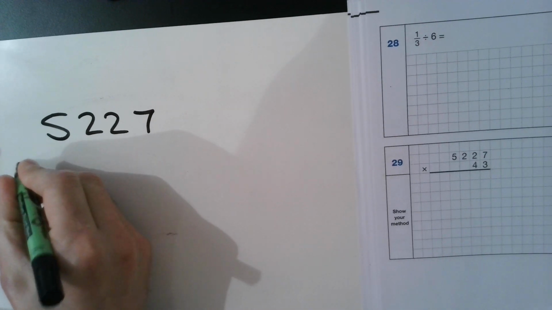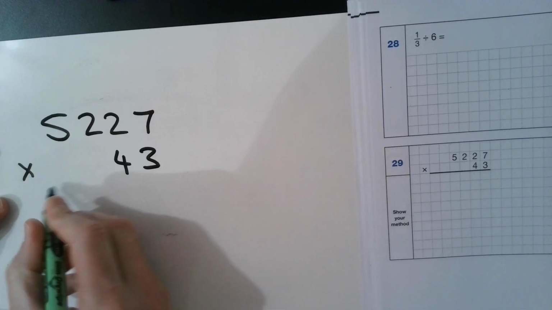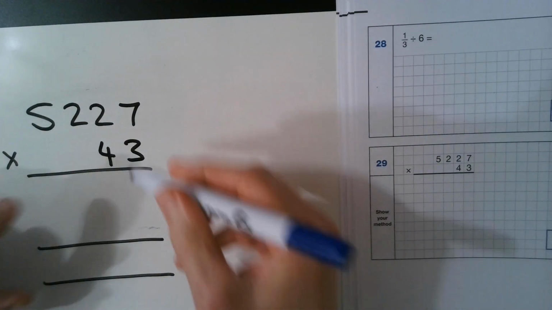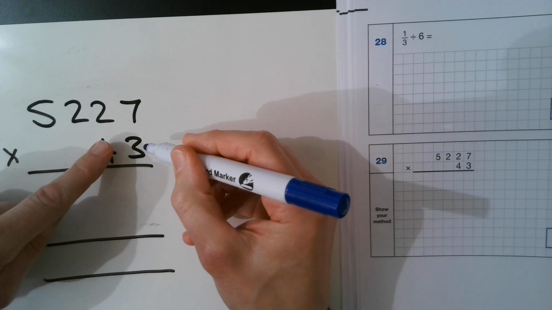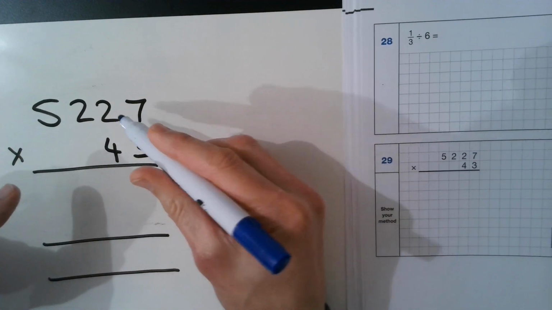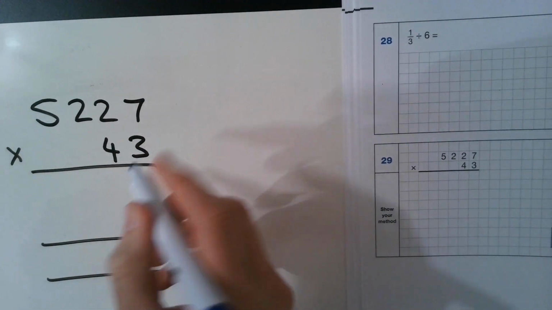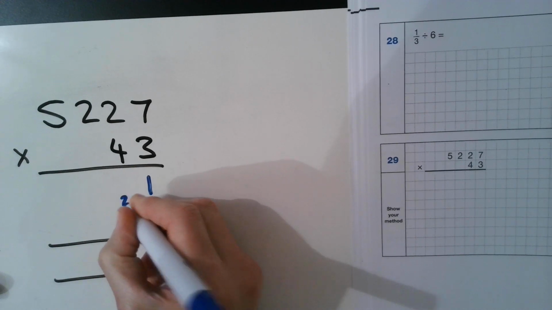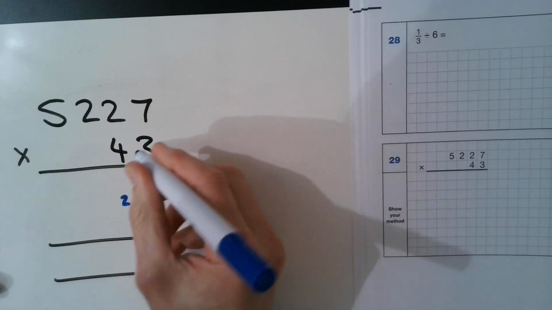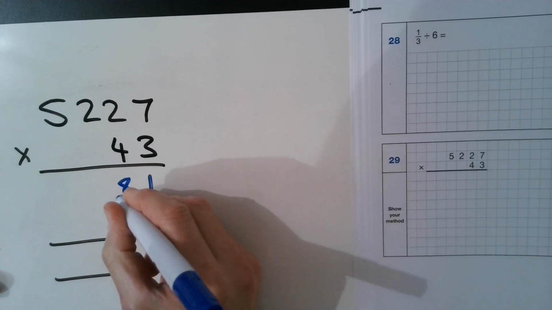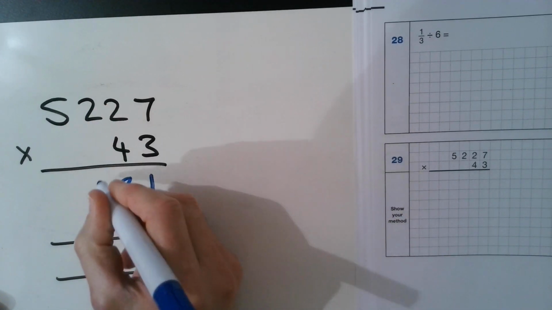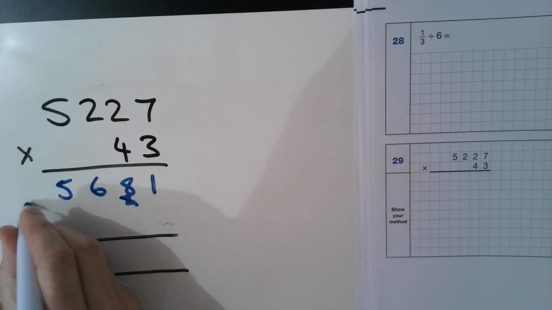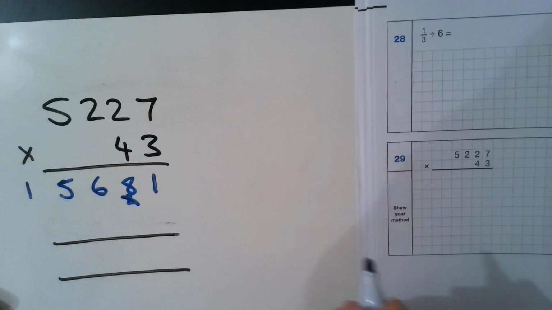5,227 times 43. Okay, we're going to start with multiplying 5,227 by 3. Just checking I've written down the correct digits. Yes. So 3 times 7 is 21. 3 times 2 is 6, add on the 2, that's an 8. 3 times 2 is 6. 3 times 5 is 15, so put the 5 there. That 1 would carry up, so I might as well put that there.